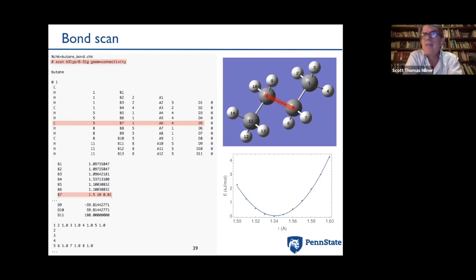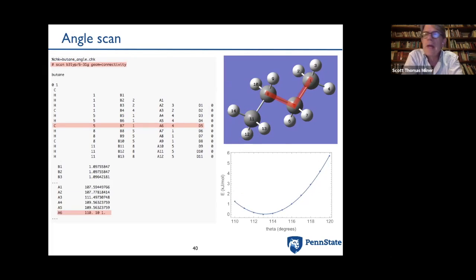And so B7, that's the bond, the red one, is not just a number here, but starts at 1.5, takes 10 steps of 0.01, and that's how the scan is done. Everything else about that Z matrix is held rigid, so this is called a rigid scan. It just pulls it apart like this and leaves everybody else alone, and there's no optimization done, and you get this nice curve. So that's a rigid scan. I see there's a question. No. Okay, not a question. So that's a rigid scan.